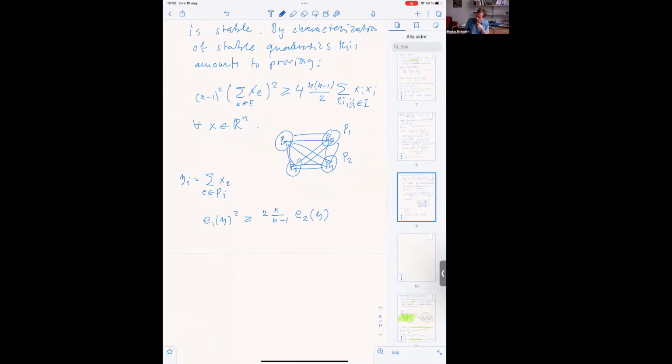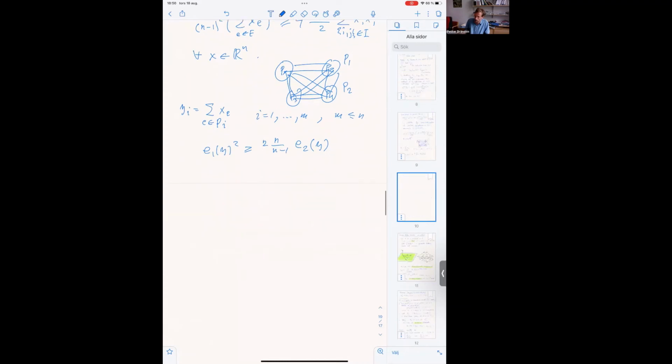So say that we have m parallel classes where now m is less than n, right? But we know the Newton's inequalities. If you think, this is the first Newton inequality, which says that E1 of y squared is greater than 2 times m minus 1 E2 of y.